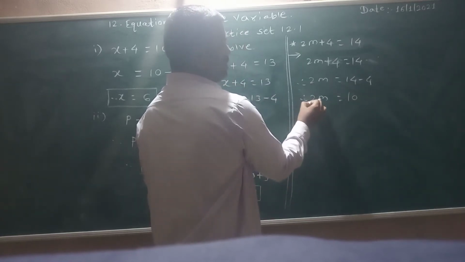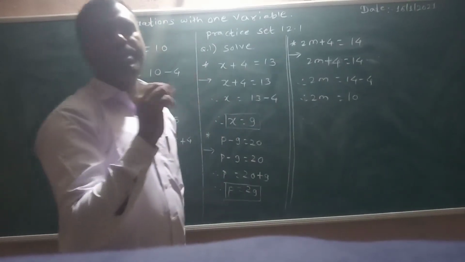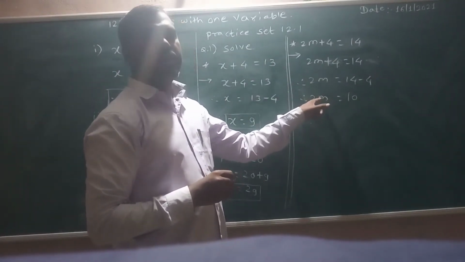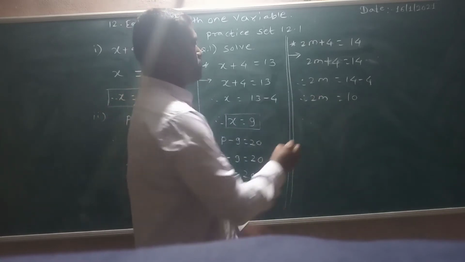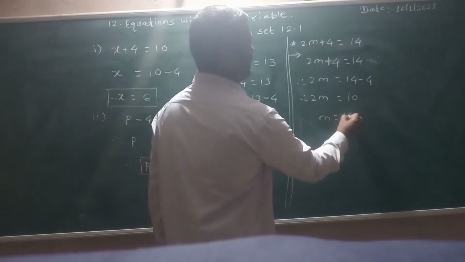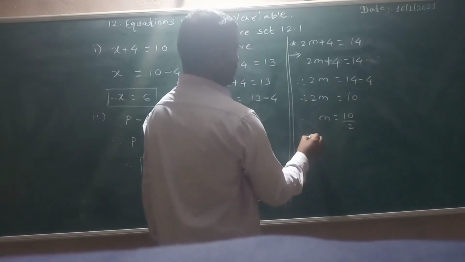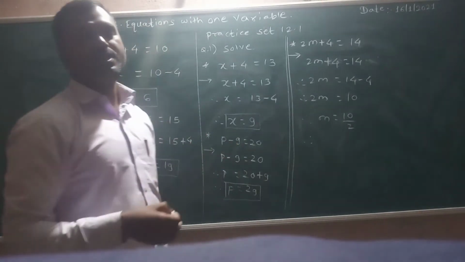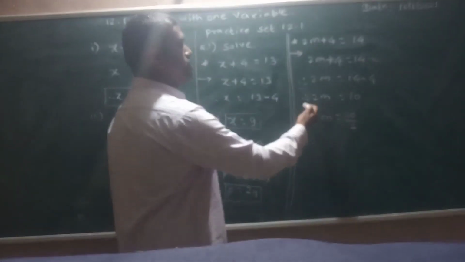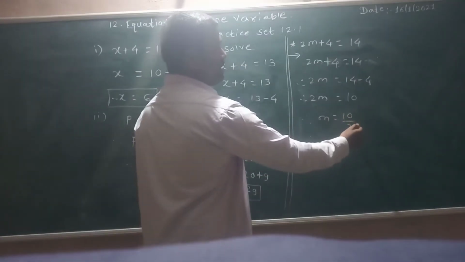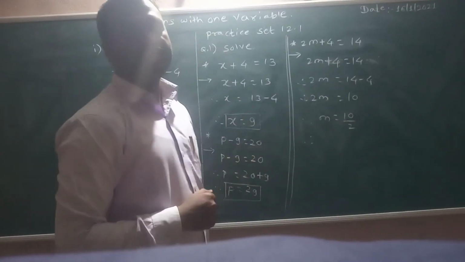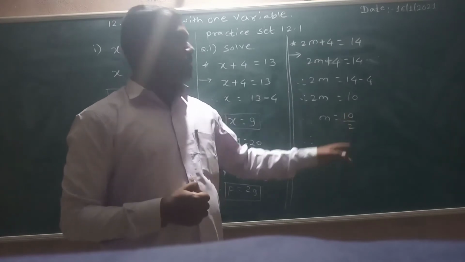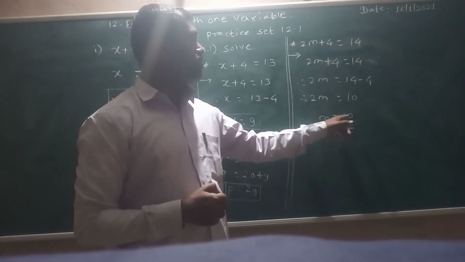Here in between 2 and m multiplication sign is there because 2 is the coefficient of m. Into 2 becomes divided by 2, because multiplication and division are the opposite operation. After transferring into 2 it becomes divided by 2, and 10 is already present in the right hand side. Therefore we can take a reduced form of it.